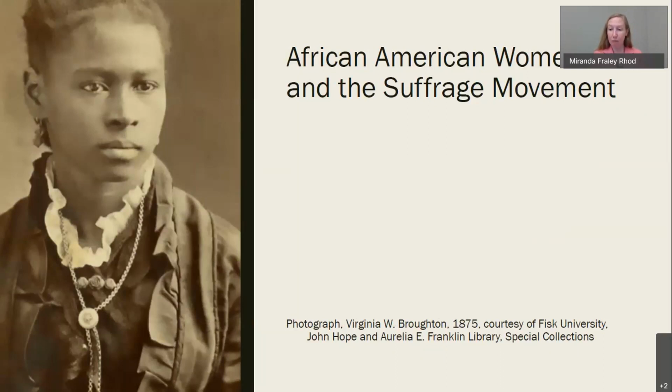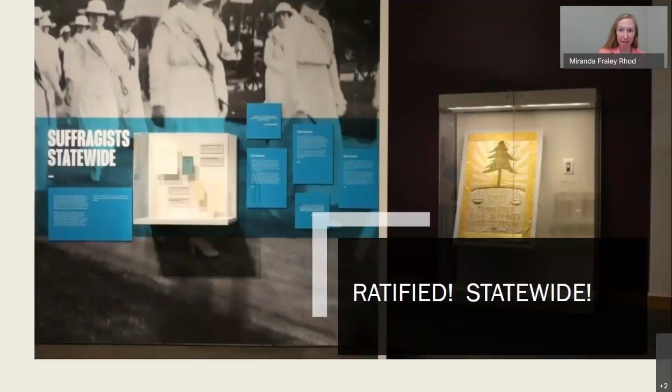So there were these different struggles going on, and African-American women suffragists very much opposed these measures that were limiting African-American men's right to vote. Now, some white suffragists did not oppose those measures. And that was another area of division within the movement.